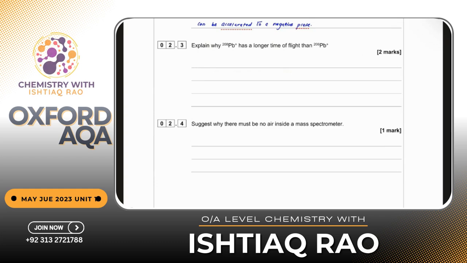It has a lower velocity, it has a lower speed. Kinetic energy is related to the charge. So the charge is same, so the kinetic energy is the same. But when we look at the mass, the masses are different. The one is 208, another one is 206. So the velocity of the ion will be lower. So this is the reason it's going to take longer time.